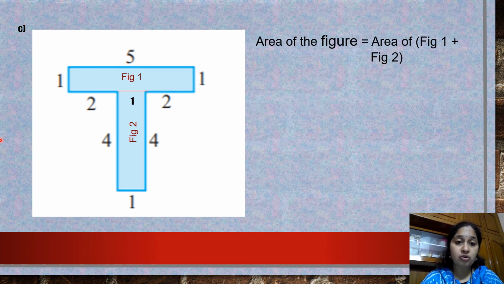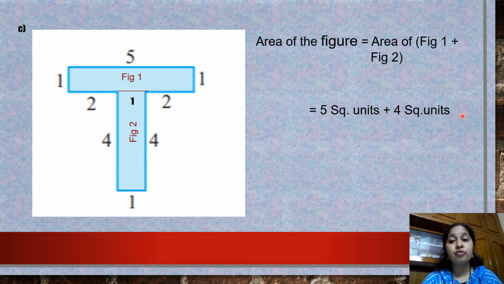So let's find the area of the figure. The area of the whole complete figure is nothing but area of figure 1 plus area of figure 2. Now what is the area of figure 1? 5 into 1, that is 5 square units. Now, what is the area of second figure? 4 into 1, that is 4 square units. So together it is nothing but 9 square units. So what is the area of this complete picture? It is 9 square units. I hope you understood this, children. So please practice such problems.